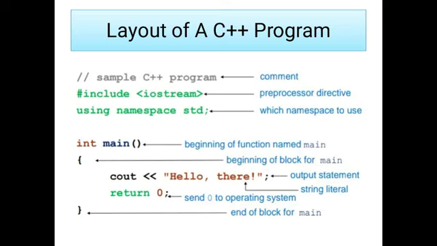Then comes a curly bracket, which shows the beginning of the main function. Then there is an output statement, which is cout, then inverted commas, hello there. Then comes return 0, which sends 0 to the operating system. Then we use a closing curly bracket to end the block for the main function.